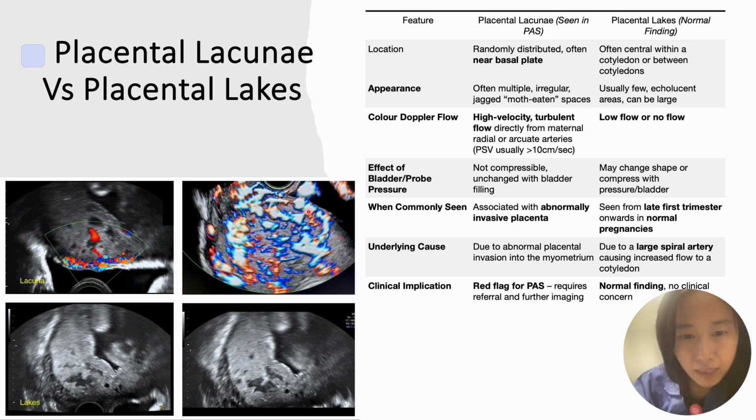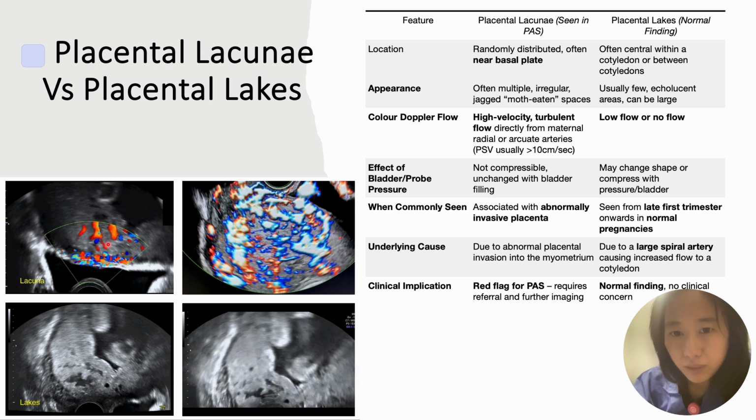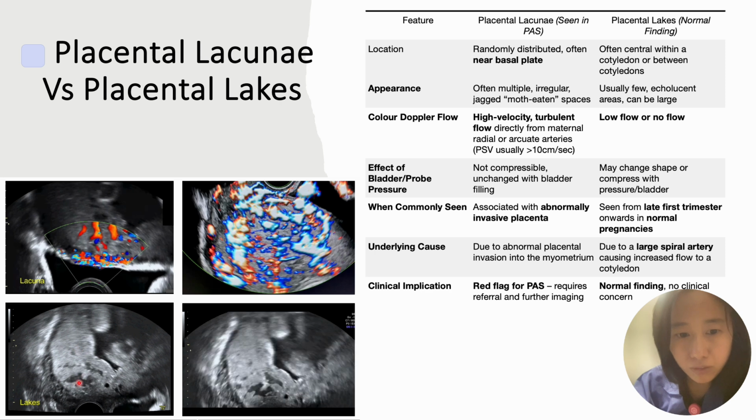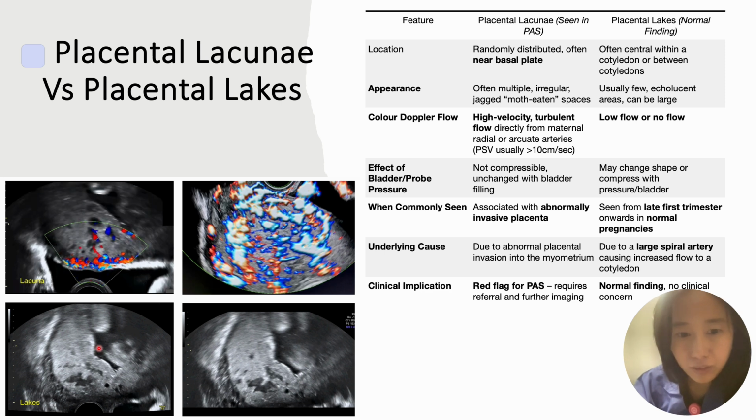And it might look like a moth-eaten appearance. Let's read through that. Location: placental lacunae are mainly with the attachment, so they will be near the basal plate, near the myometrium rather than near the baby, whereas placental legs are more central within a cotyledon, or in between cotyledons in the middle. Appearance: lacunae usually have an irregular, jagged, moth-eaten or Swiss cheese appearance, whereas these could be large.